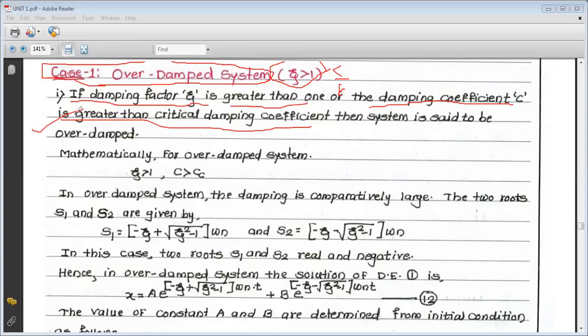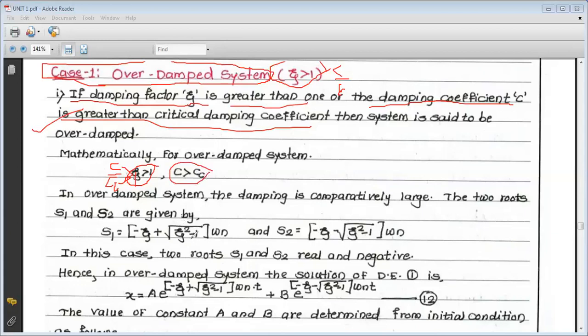So what is an overdamped system? If the damping factor, also called the damping ratio zeta, is greater than 1, or we can say the damping coefficient C is greater than the critical damping coefficient, then the system is said to be an overdamped system. Mathematically, for an overdamped system the value of zeta must be greater than 1. Now what is the value of zeta? Zeta is nothing but C upon Cc. So C upon Cc must be greater than 1. If Cc goes to this side, C must be greater than Cc. So this is the overdamped system.